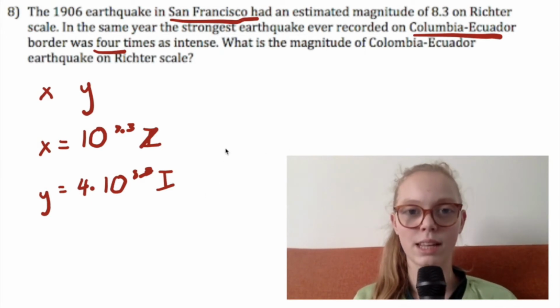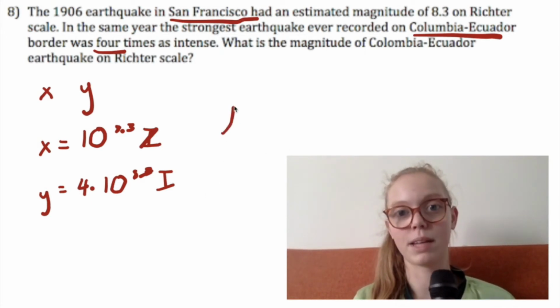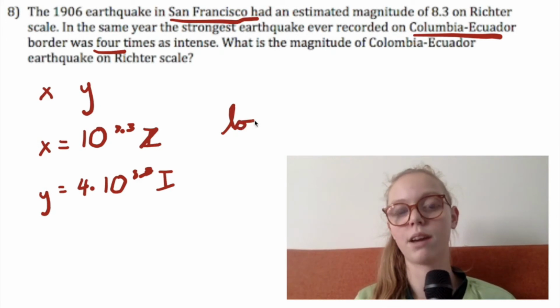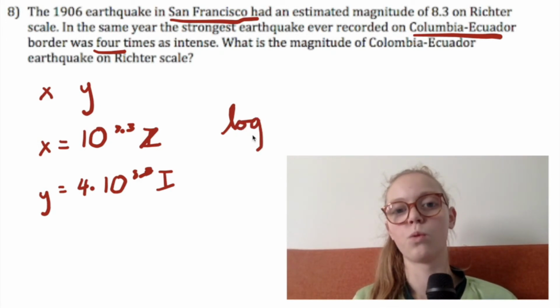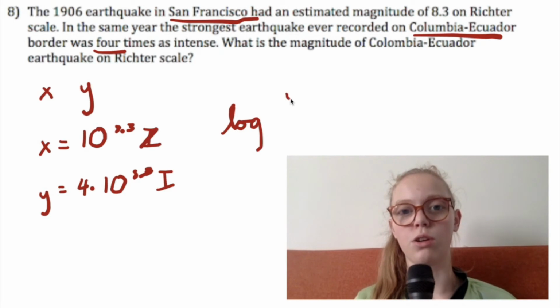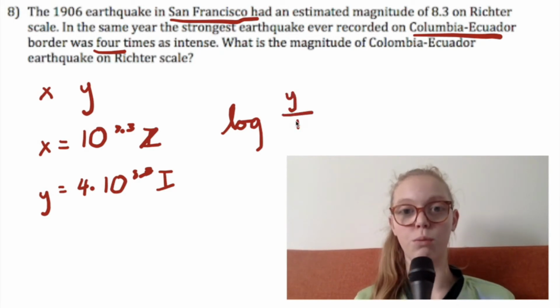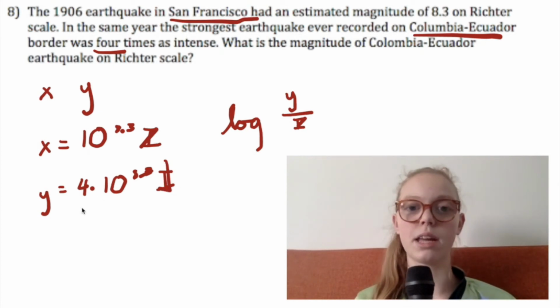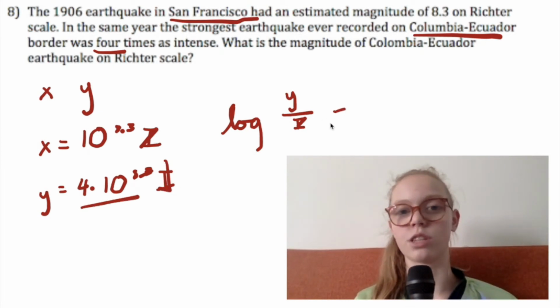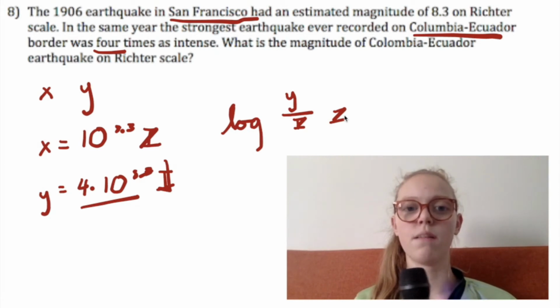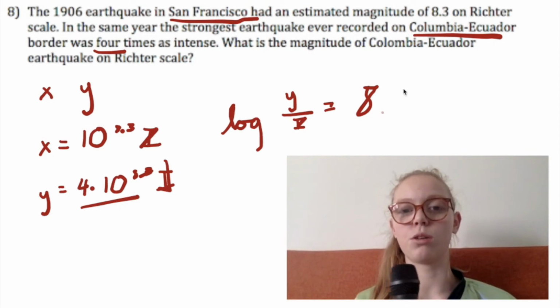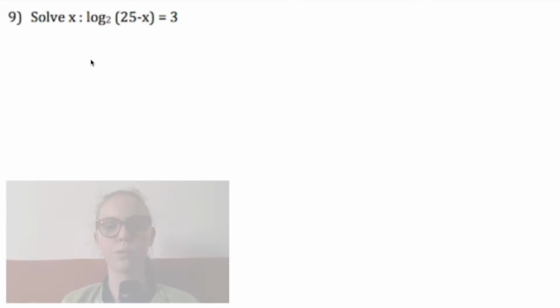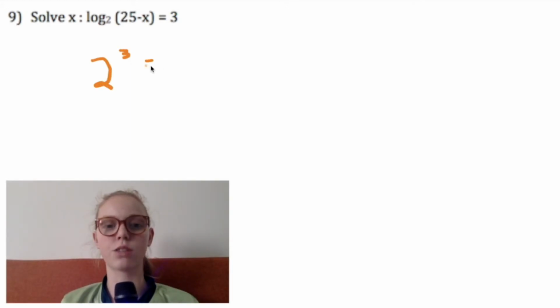Now, we're going to take the log, log base 10, of Y divided by I. So this is because on the Richter scale, you find the Richter scale rating by dividing it by the average earthquake. Now, since it has I in it, it's just going to cancel out. So we just have log base 4 times 10 to the 8.3 power, and when you actually take that logarithm, you get 8.9.